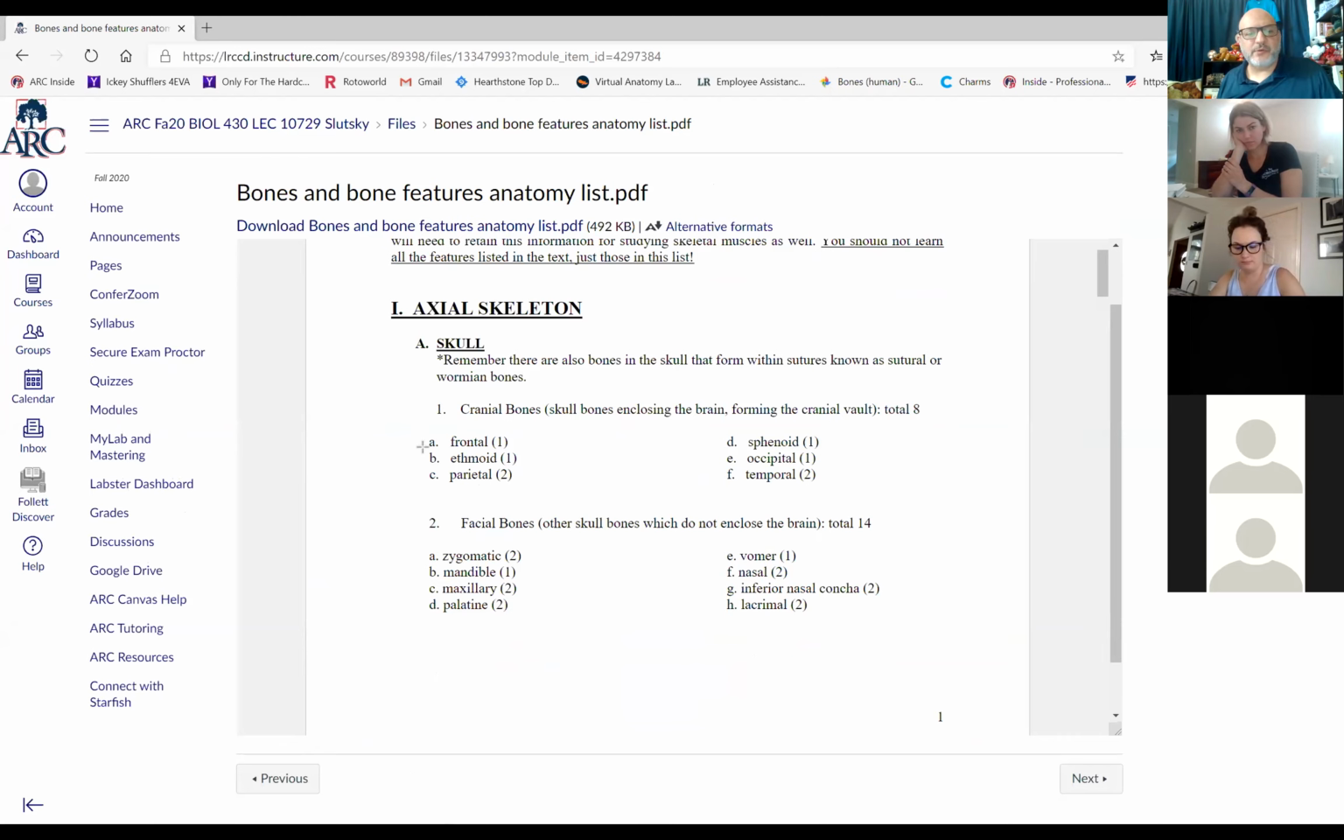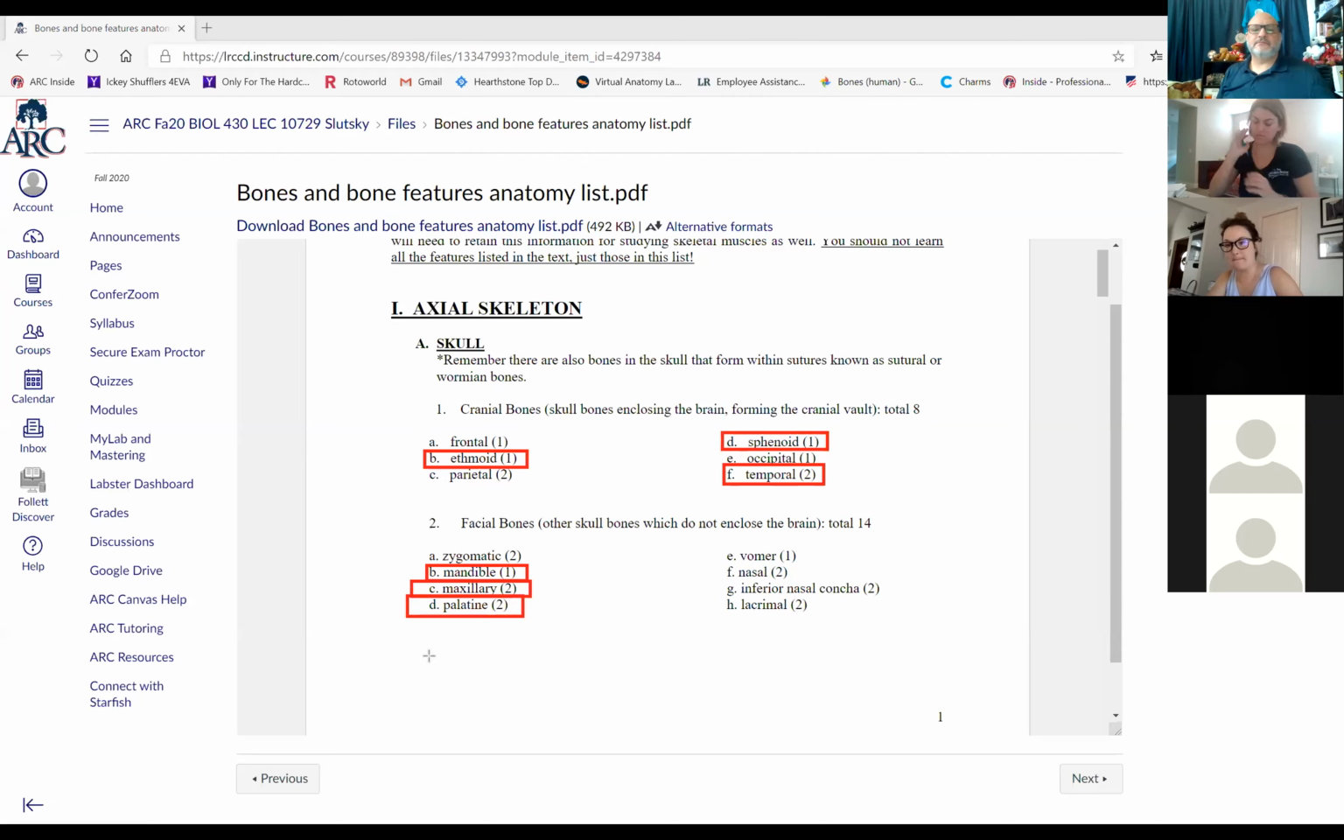And actually, you know what? I changed my mind. Ethmoid, sphenoid, temporal, mandibular, maxillary, and I'm adding one, palatine. So there you go. Those 6 bones are the bones that you are going to need to be able to recognize and identify disarticulated.